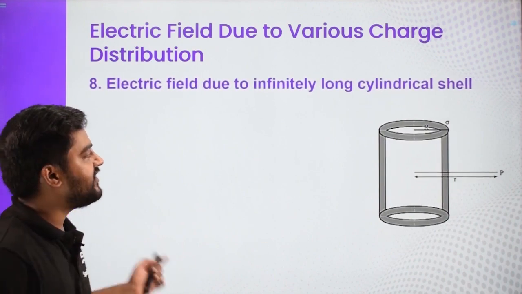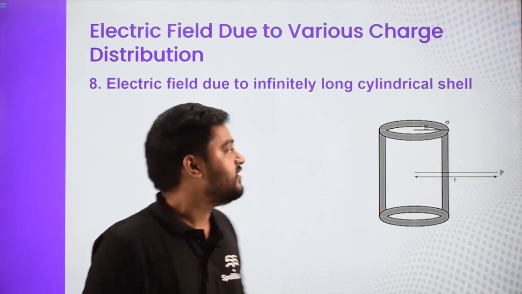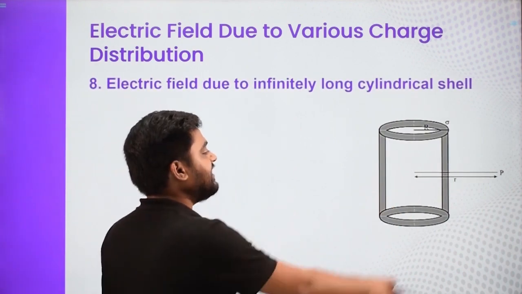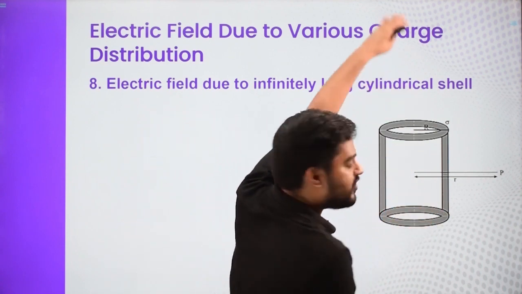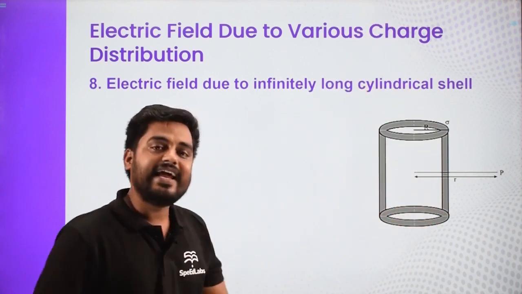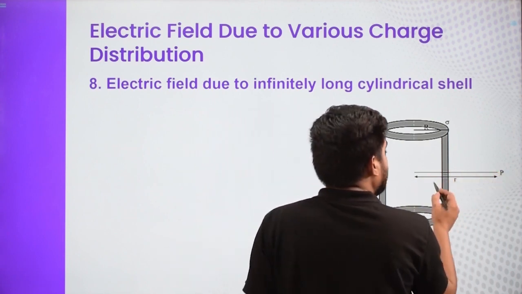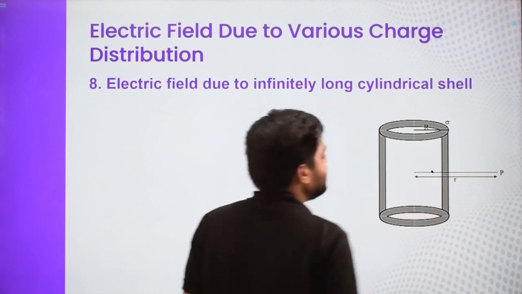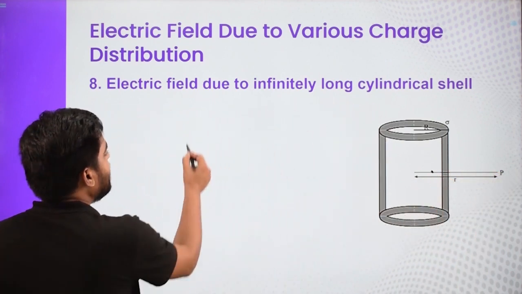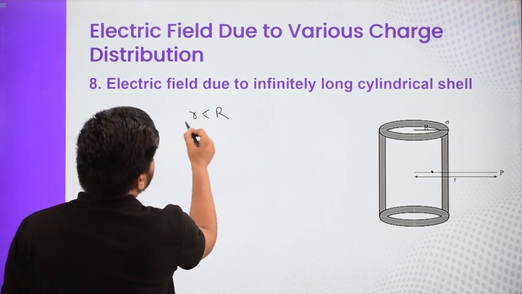Now next is electric field due to an infinitely long cylindrical shell. So we have a cylindrical shell and that is infinitely long on both sides. I have to get the electric field at a point P which is either inside or outside. So first let us cover the case where r is less than the radius of the cylinder.